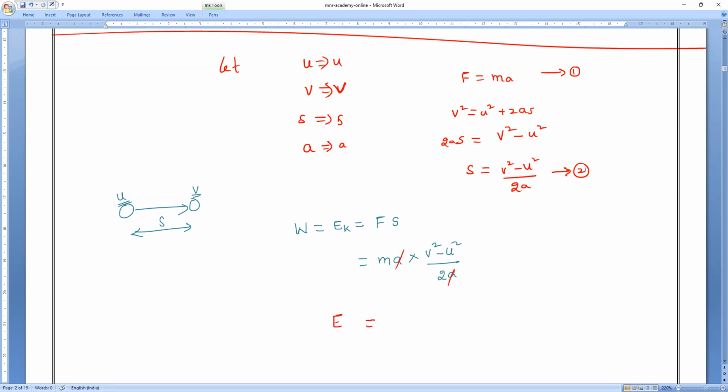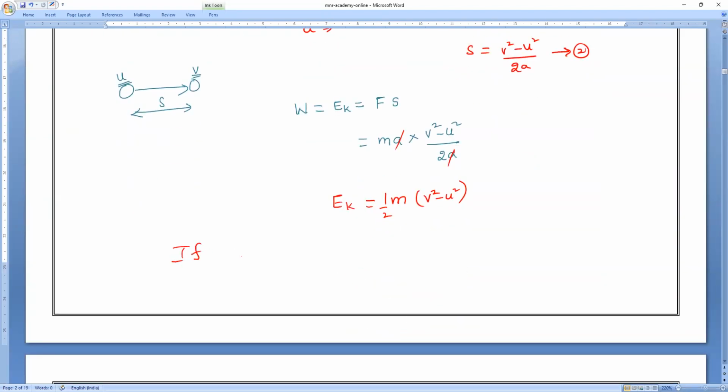So we'll get the kinetic energy is equal to half m into v square minus u square. Now they are considering if the body is starting from rest. If a body is starting from rest, what is the initial velocity, everybody? 0. So what will happen? The kinetic energy possessed by the body is equal to half into m into v square minus 0, which is equal to what is the formula? Half m v square. So this is the approach of NCERT.